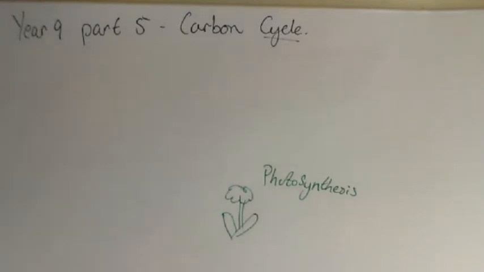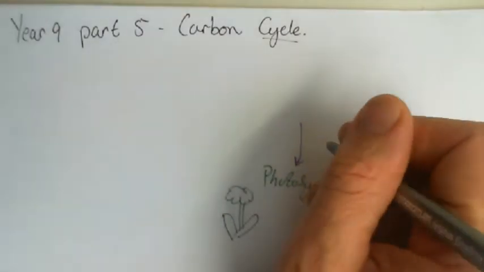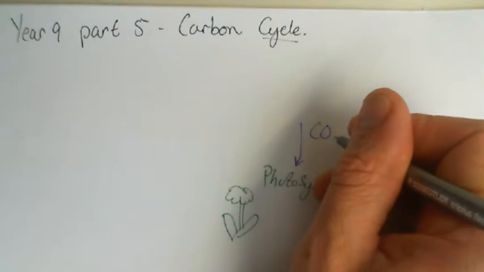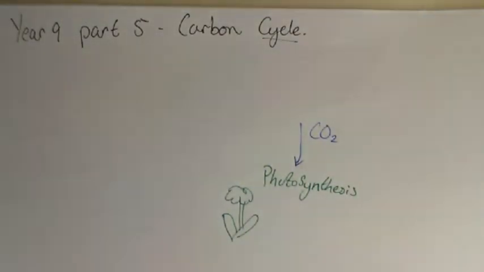I'll draw an arrow in to show that that's going into it, and I'll use a nice blue arrow for my carbon. So photosynthesis takes in carbon dioxide. So CO2 is going into plants in photosynthesis. And what's being given out is oxygen, and what's being made is glucose, which is the way that plants store their energy.